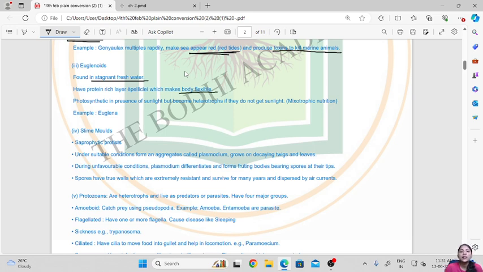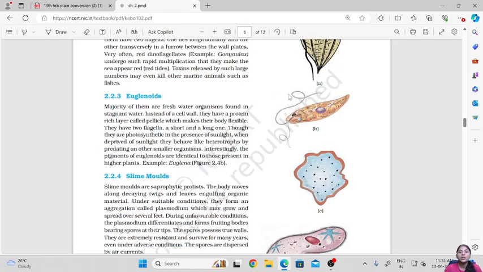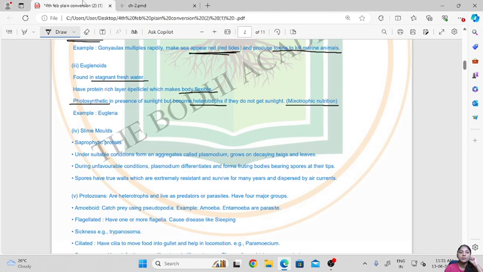Then they are photosynthetic in presence of sunlight but become heterotrophs if they do not get sunlight. Okay, so when the sunlight is available to them, they are photosynthetic, that is they can prepare their own food. But when the sunlight does not reach them, they will become heterotrophs. Okay, so they have mixotrophic nutrition. Okay, they can use both. One example is Euglena, the diagram we can see here.